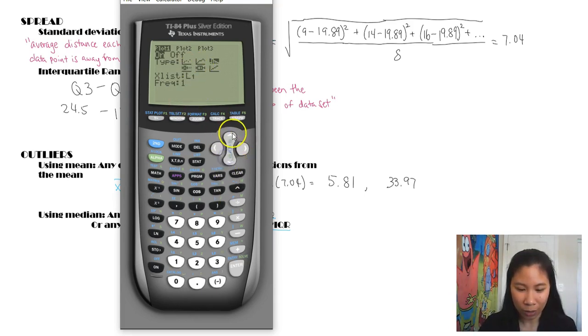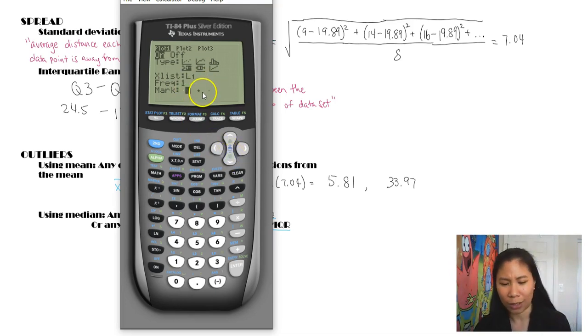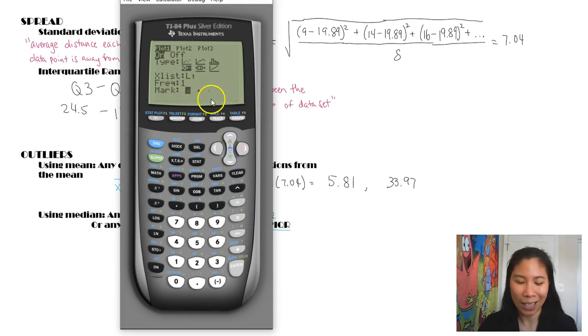Let me actually highlight the box plot that I want. And then make sure your list is used for your X list. Frequency, we're always going to leave as 1. Don't do anything there. And then you get to choose a mark. I like the squares because it's easier to see, but otherwise you can choose the plus sign or the dot or whatever. But then we want to make sure when we graph it that it fits our window.